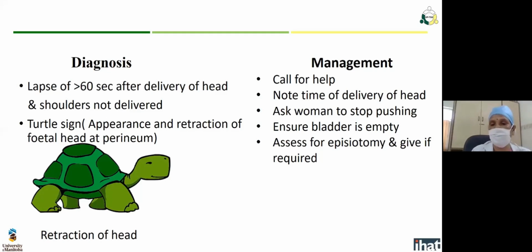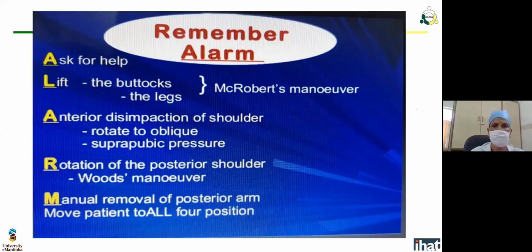Ensure the bladder is empty if it is full. And if episiotomy is not given and it is required, you give the episiotomy, because sometimes giving the episiotomy increases the space, and you can deliver the shoulder.